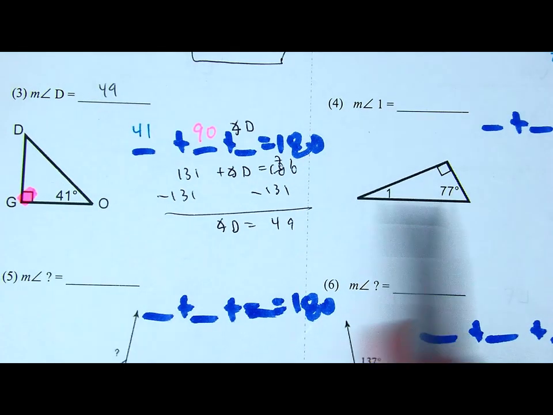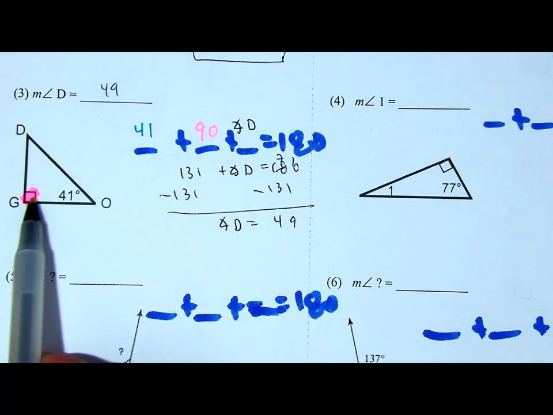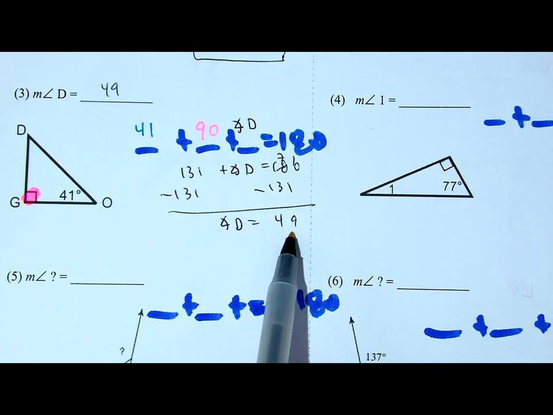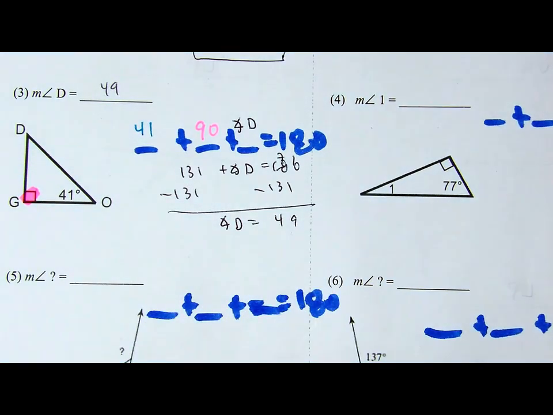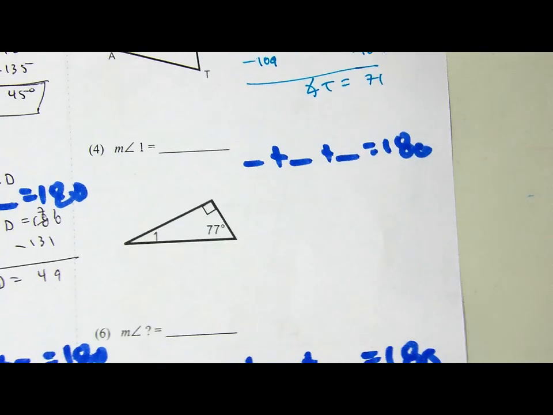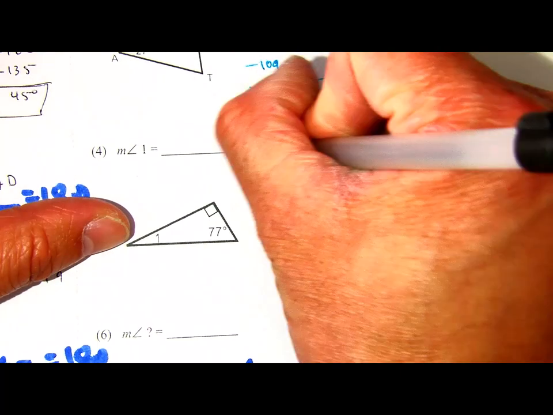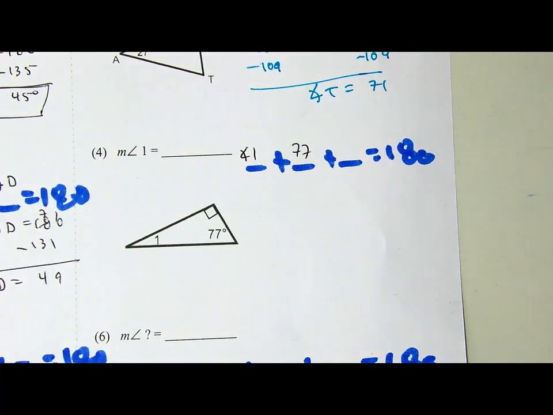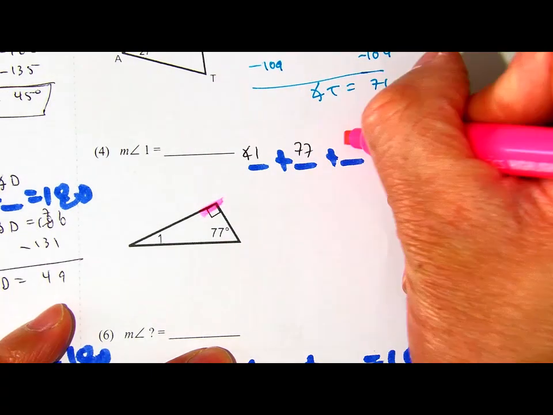Questions 3 and 4 also prove to you that when you have a right angle, these two angles have to add up to be 90, right? 41 plus 49 is 90. All right, number 4. I have angle 1. I have 77. Class, the last one is 90.